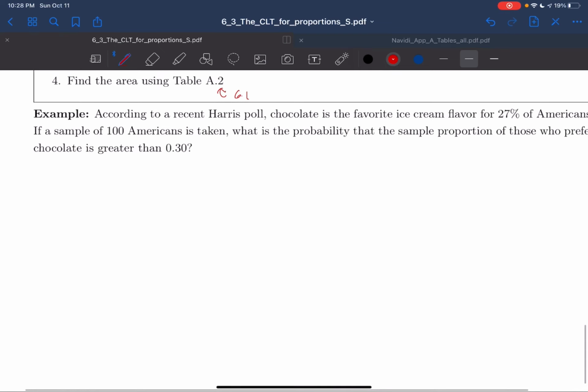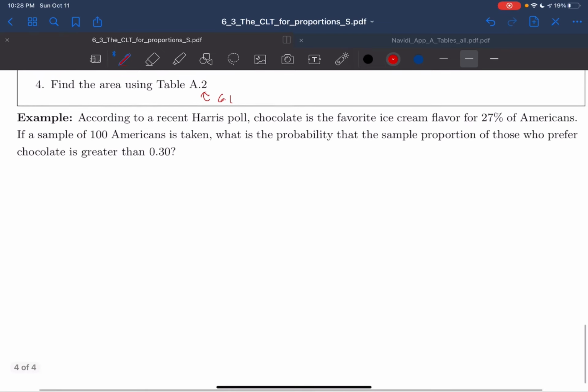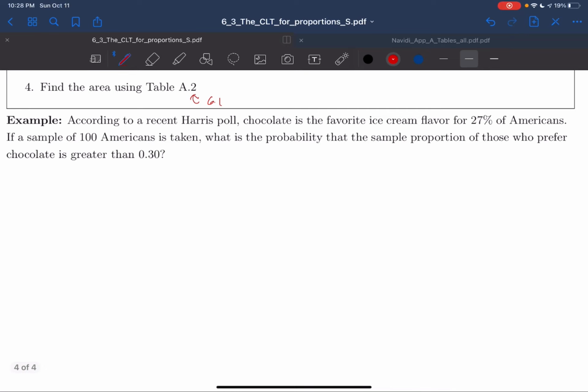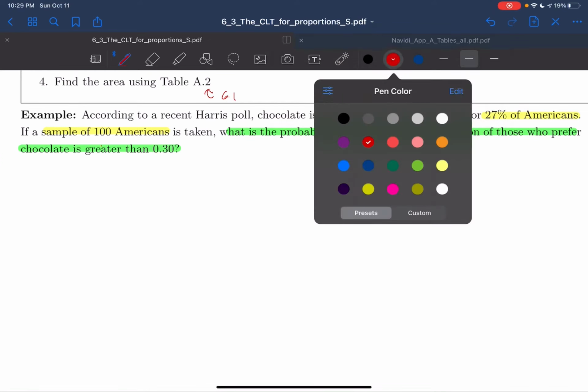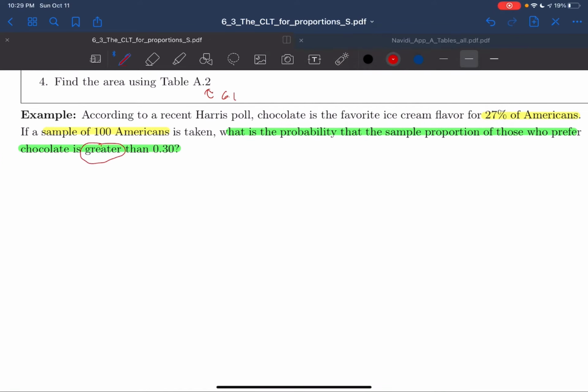According to the recent Harris poll, chocolate is the favorite ice cream flavor for 27% of Americans. If a sample of 100 Americans was taken, we want to know what is the probability that the sample proportion of those who prefer chocolate is greater than 0.30. And I'm going to circle greater because that's important.